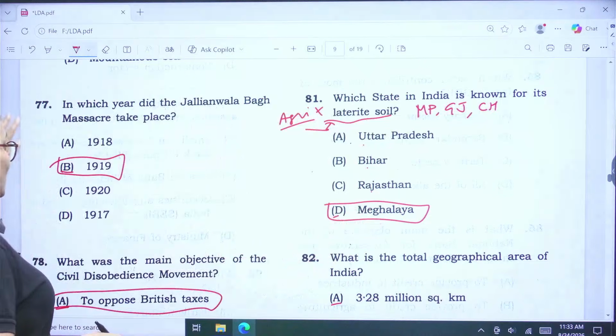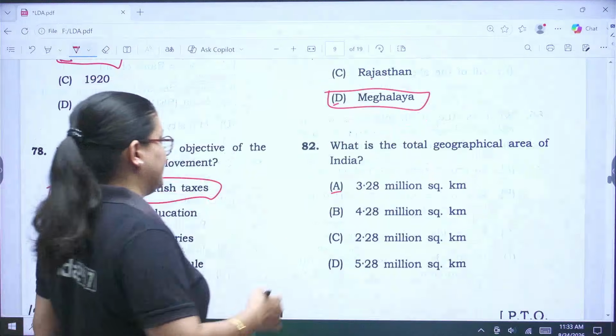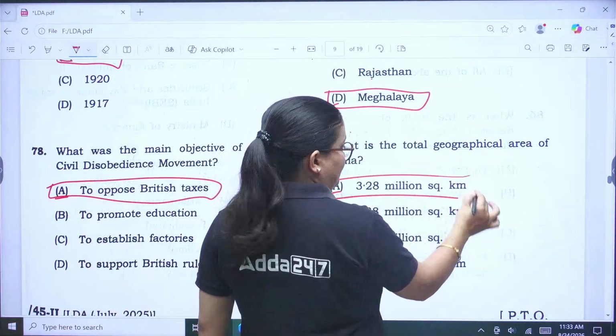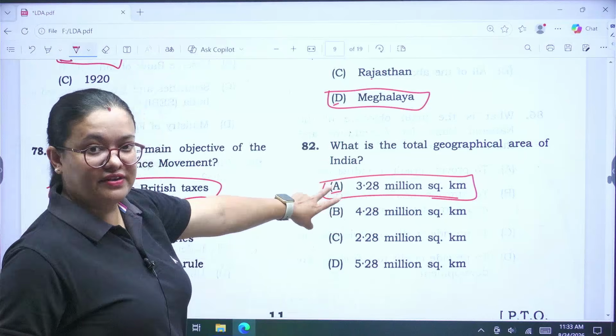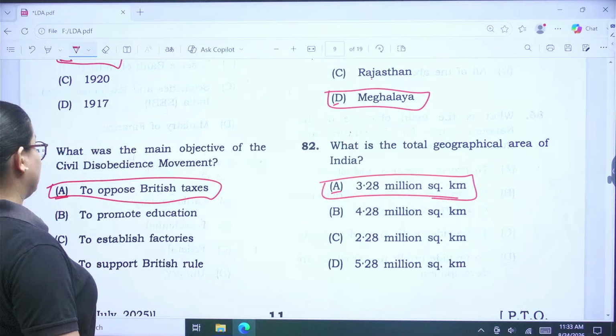Next question. What is the total geographical area of India? It is 3.28 million square kilometers. I hope everyone gave the correct answer, because I have taught you this question.